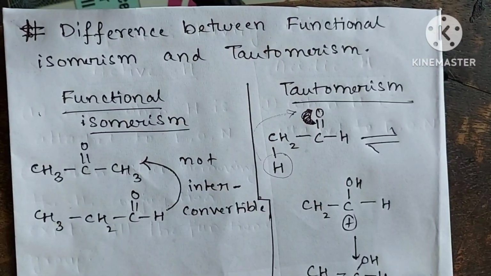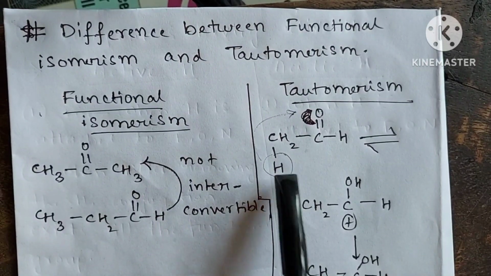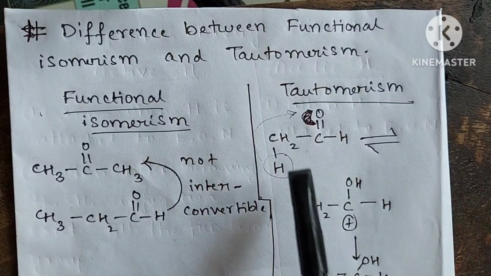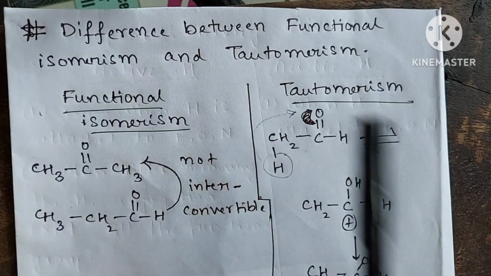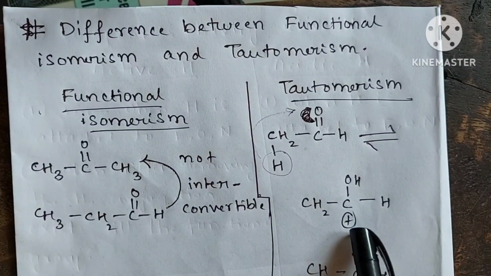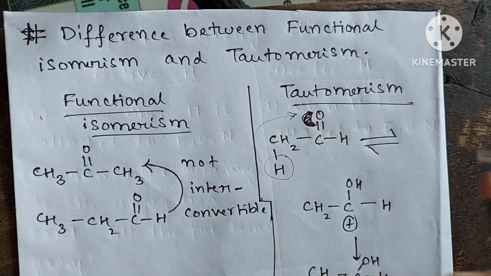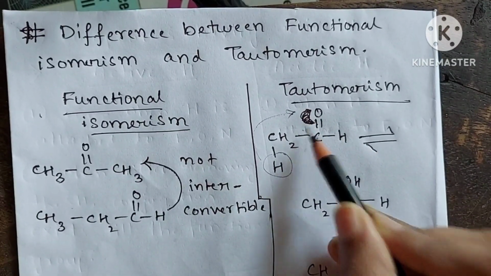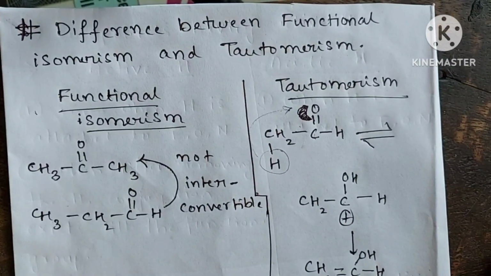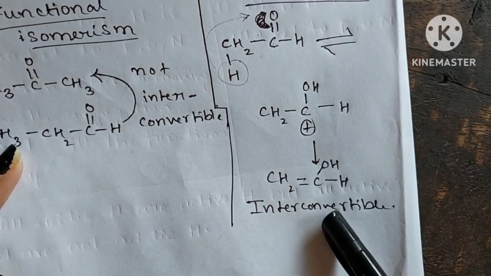Now in the tautomerism part, we will see that the hydrogen has come from carbon to the oxygen. The hydrogen is shifting from carbon to oxygen, and carbon has gained a plus charge due to this reason. And the double bond that was between carbon and oxygen is shifting here, so that the plus charge of carbon is neutralized. So we can say that these two structures are interconvertible.